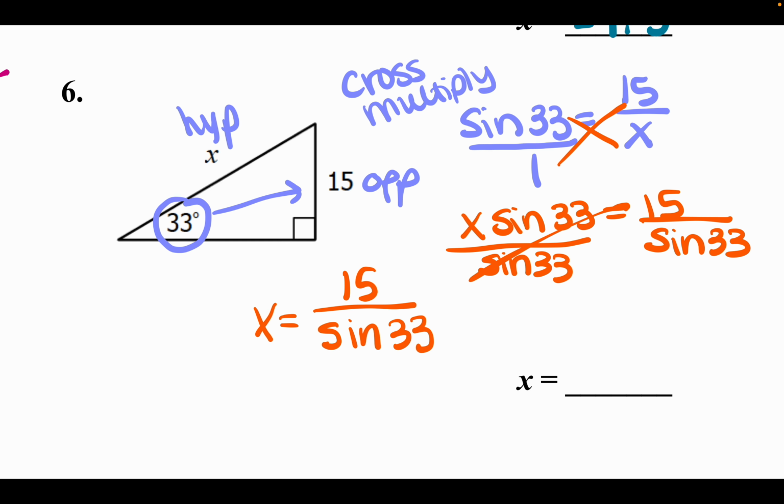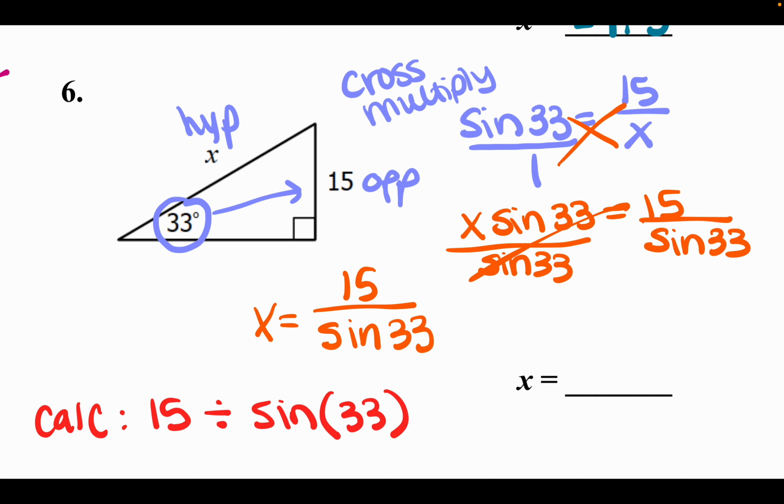Now in your calculator, you're going to write 15 divided by sine parenthesis 33 end parenthesis. You can type it all at one time just like that and then hit enter. Some of you guys, if you have the fraction button, you can just enter this in using your fraction button. That works too. So you should get 27.5 for your x value.